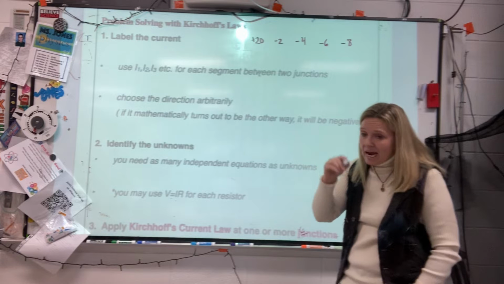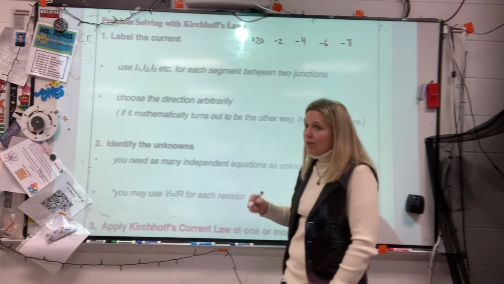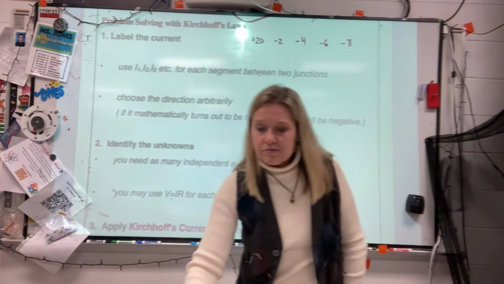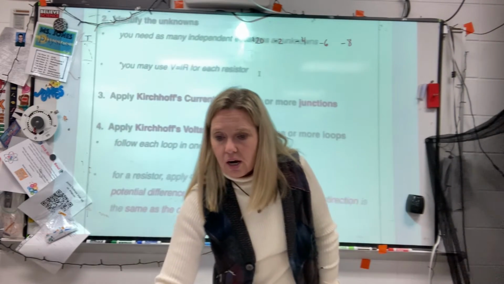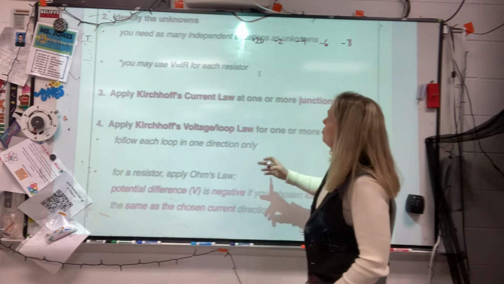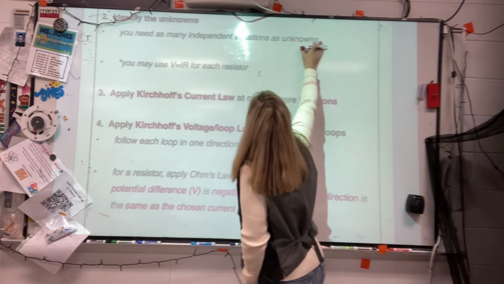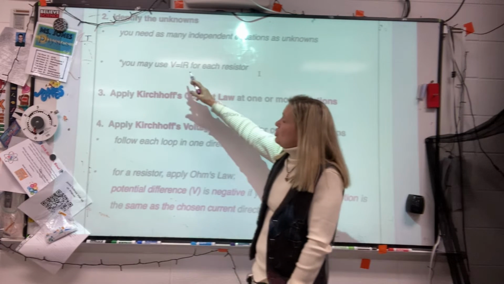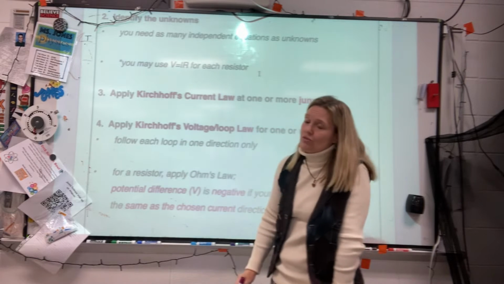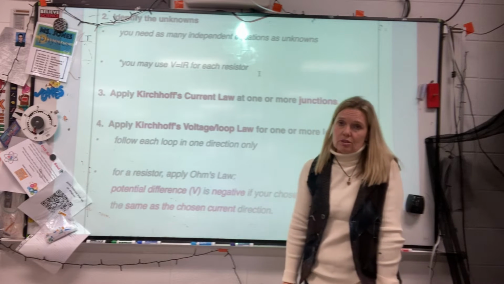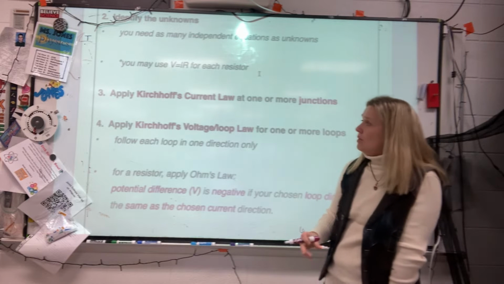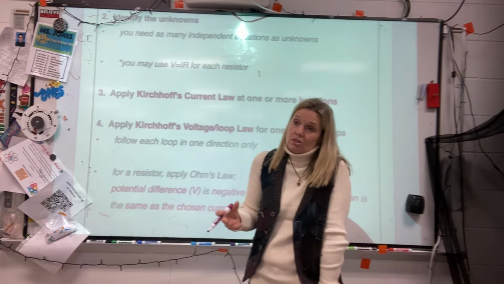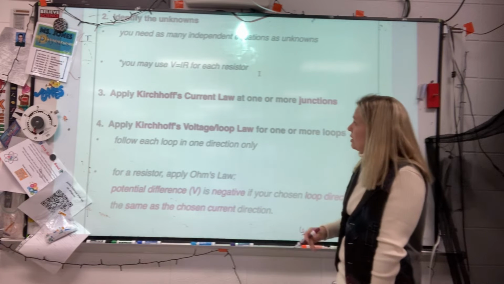But you have to label each of the loops with a direction. Draw in an arrow and then label them. Then we have to identify our unknowns. This is like math class: you need as many independent equations as unknowns. As we just saw, we can use V equals IR for each resistor. If we don't have V, we do an I times R, and sometimes we don't know an I, so it's just part of the equation. You'll see in a minute.